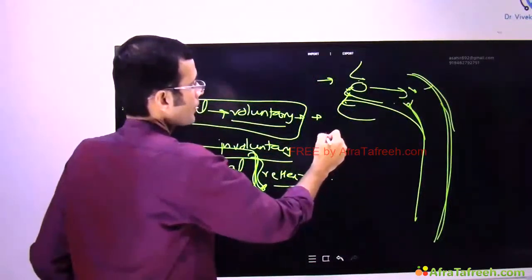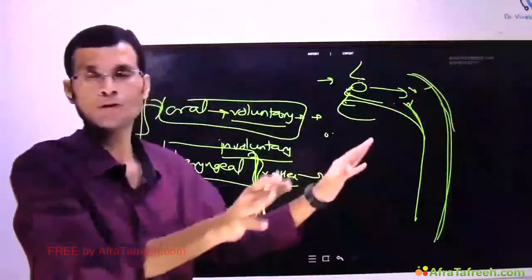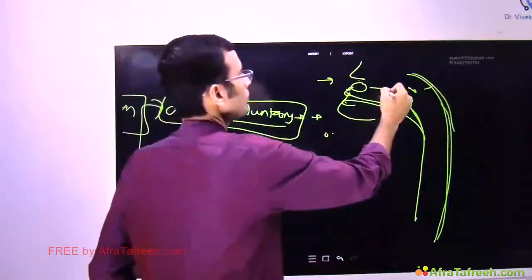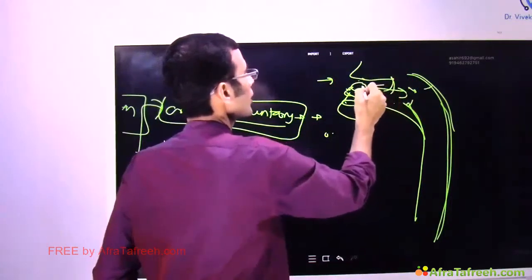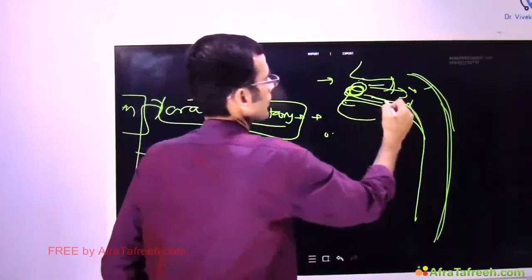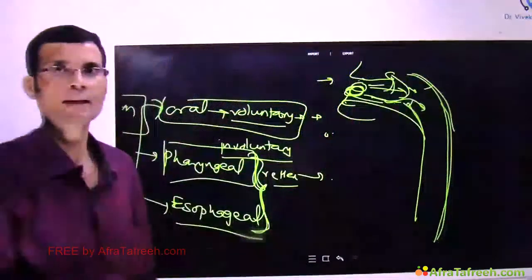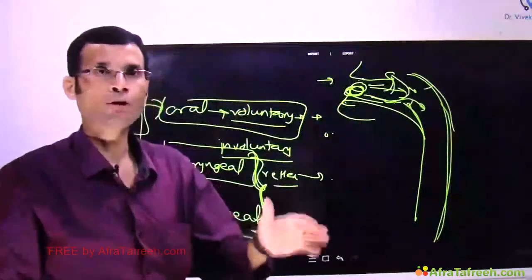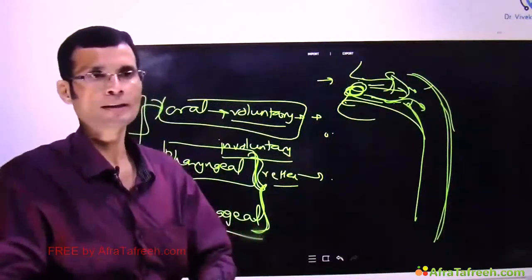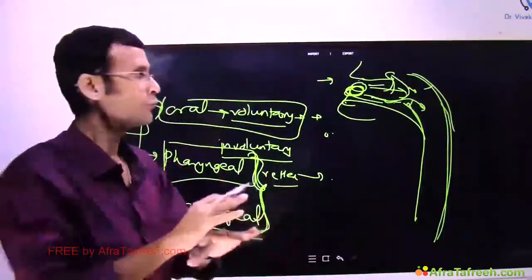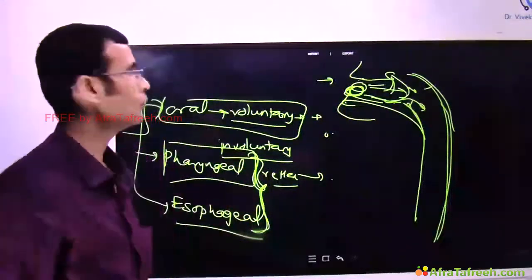Then the following things will happen. One is that two passages will be closed first. The soft palate moves upward so that the posterior nares are closed, so that the bolus of food does not regurgitate into the nasal cavity. Second point, the epiglottis falls over the respiratory passage. So the respiratory passage is closed, and the food particles do not enter it. So first, these two passages are closed where food is not supposed to go.